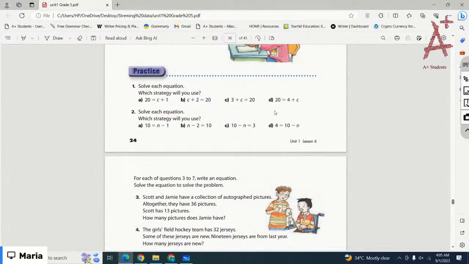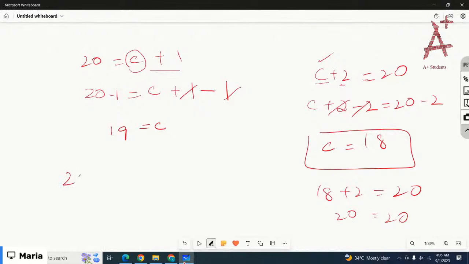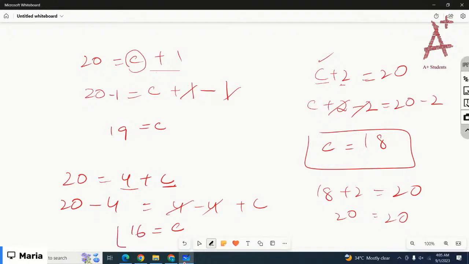Okay, the last one is 20 equals 4 plus c. So you have to evaluate the equation for c. First of all, you have to remove that 4 from here. 4 is adding to c, so the opposite of addition is subtraction. That means you have to subtract 4 both sides. 4 minus 4 makes 0. You are left with just c, and 20 minus 4 is 16. So c equals 16, right?